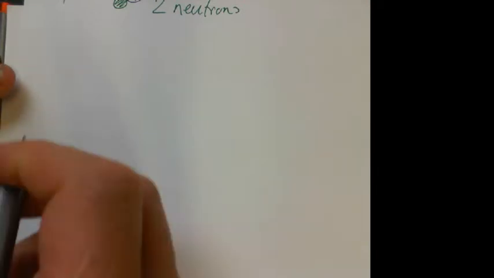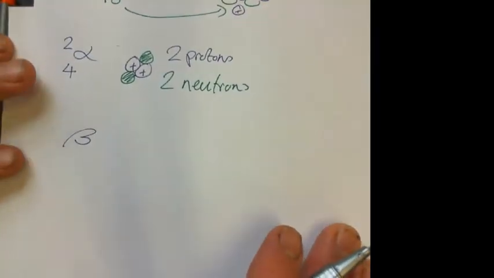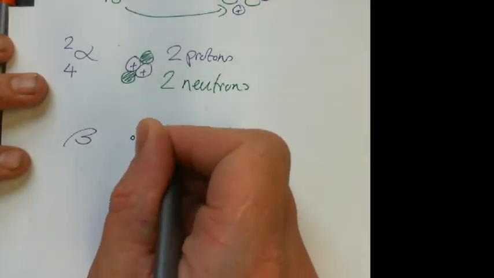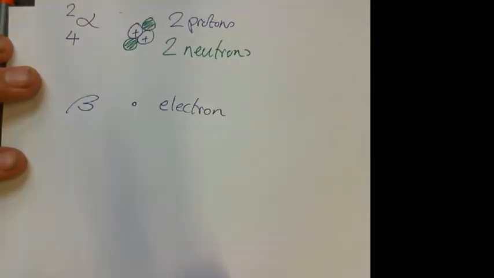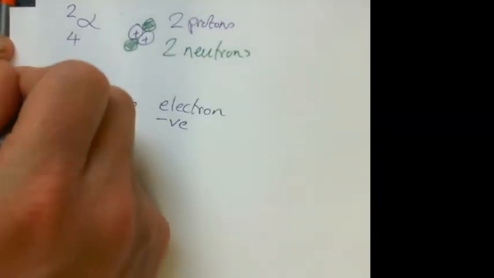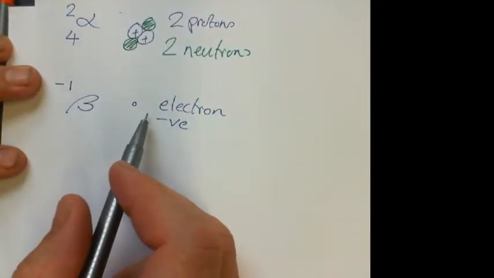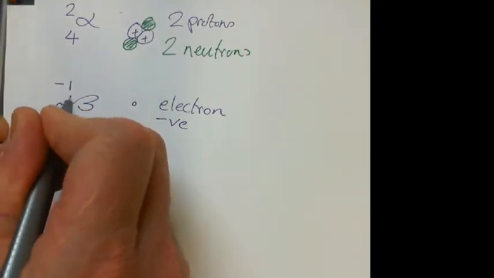The next one is a beta particle. Okay? And all a beta particle is, is a fast-moving electron. Okay? And that means its numbers, well, an electron has got a negative charge, which means it's got a -1 proton number. And it doesn't really have any mass, it's got virtually zero mass. So this one is a 0 in the mass part.